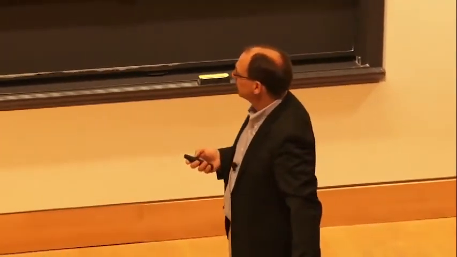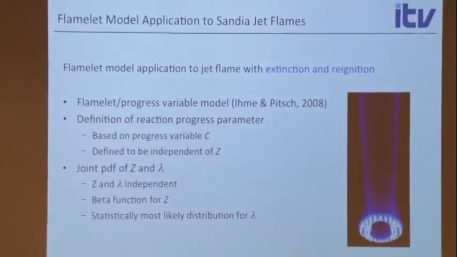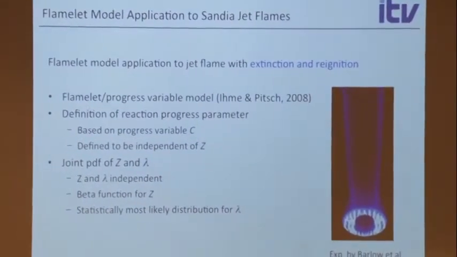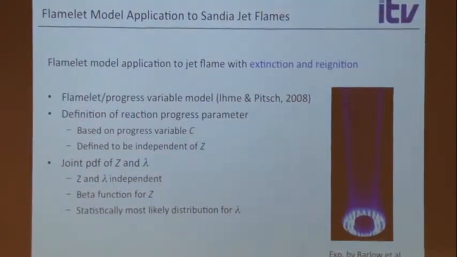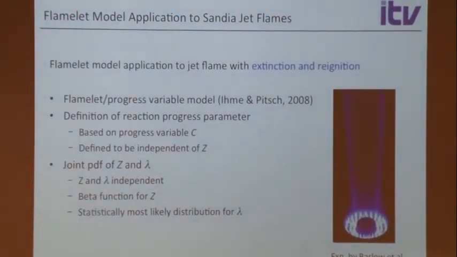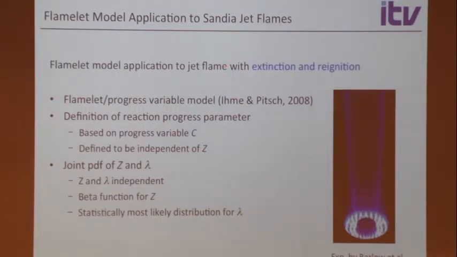And so here we solve a transport equation for the progress variable, and now if the progress variable is a new parameter, then we also need the joint PDF of progress variable and mixture fraction. And we actually have a model for this. This was developed by Matthias Ihme, who was my PhD student at the time. He's now a professor at Stanford.